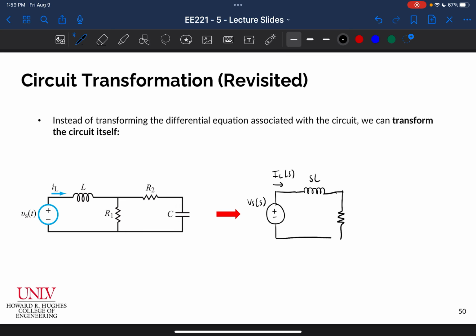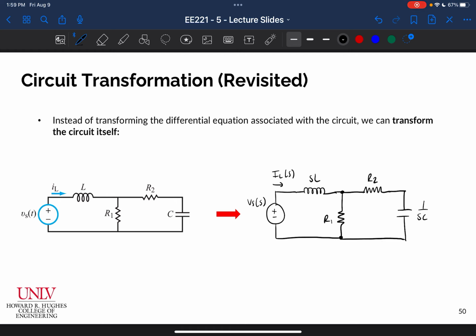And so if we were going to map this over to the S domain, this would just remain R1. This would just remain R2. Let's just imagine there are no initial conditions in this circuit. And so then this would just be 1 over SC. And that's exactly how we would map this into the S domain.